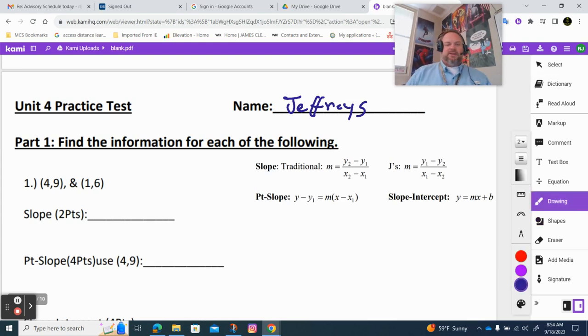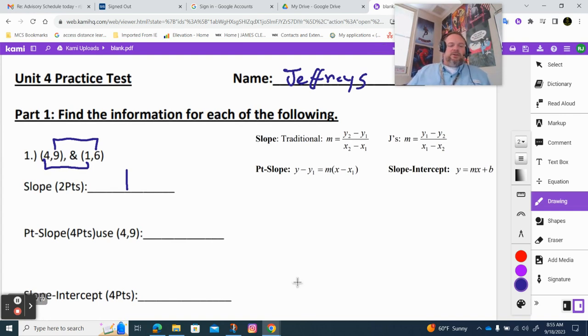All right, so for our slope, it doesn't matter which numbers we use, in which order. If we do the traditional method or my method, we get the same thing. On the calculator, we actually get a slope of 1.